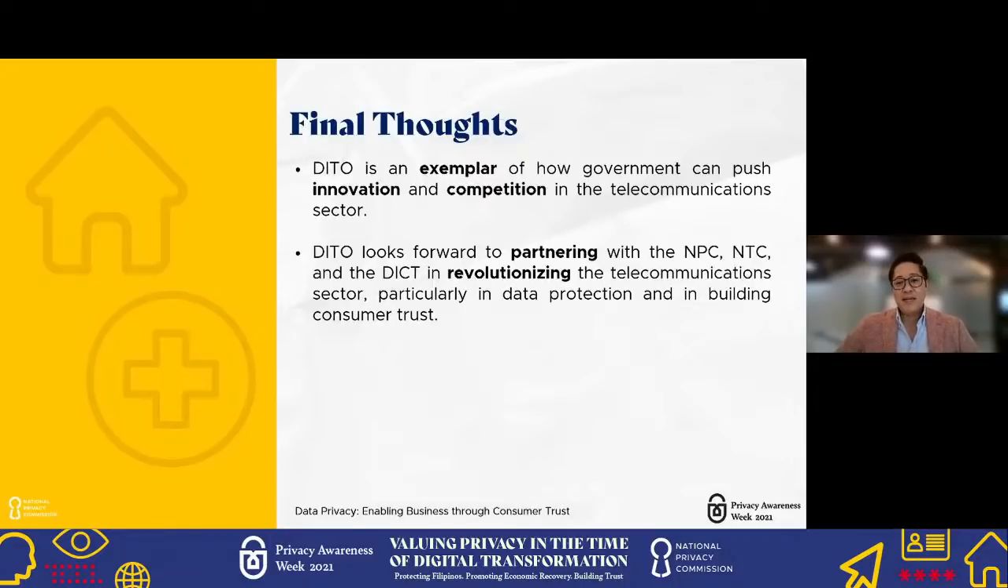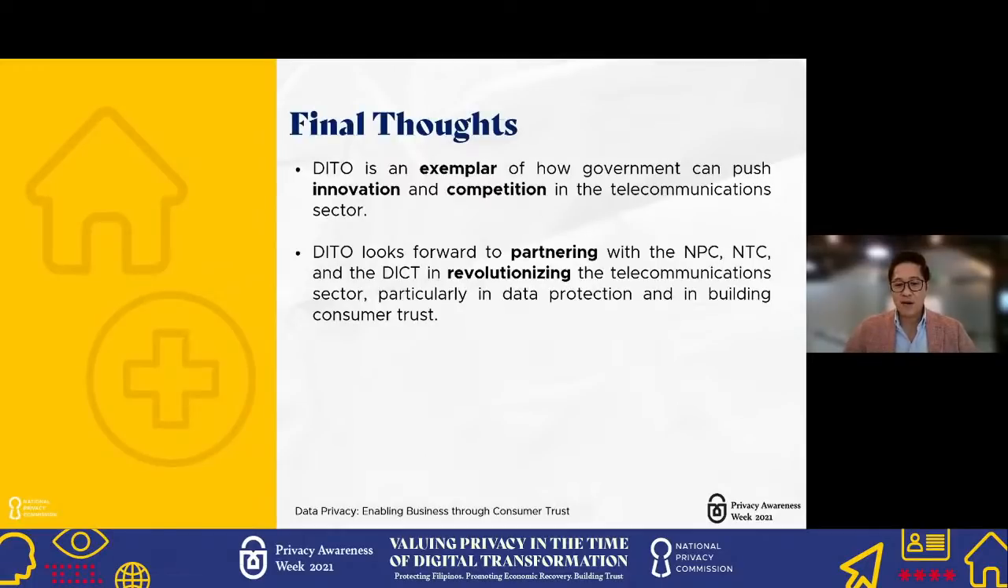And the final thought really is that DITO is actually here because of a push by government. The third telco came in because of the complaints by Filipinos in general, needing to create competition in the telco space. We were, I think, the only one of 3 countries that actually had only 2 players in the telco market. And by bringing in a third player, we create competition, and competition is good not only for the players, but it's ultimately beneficial to our subscribers.